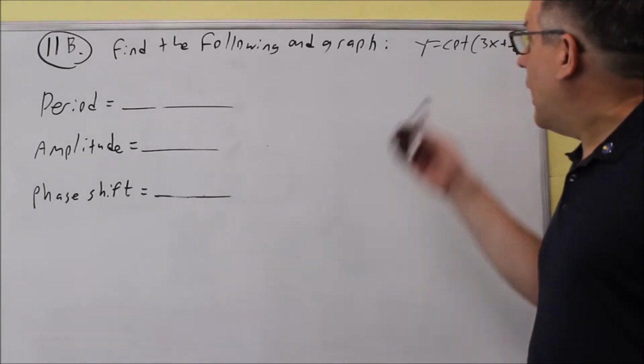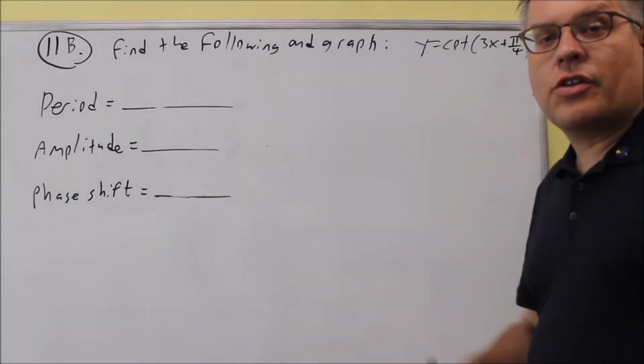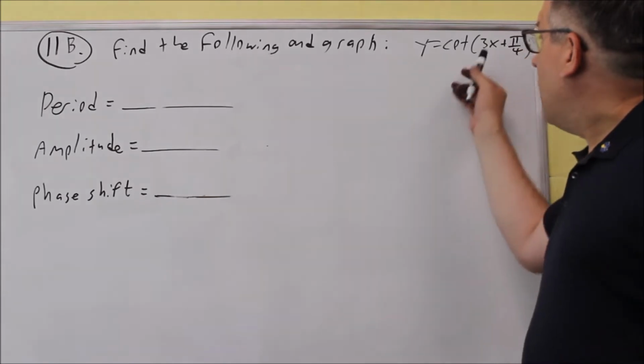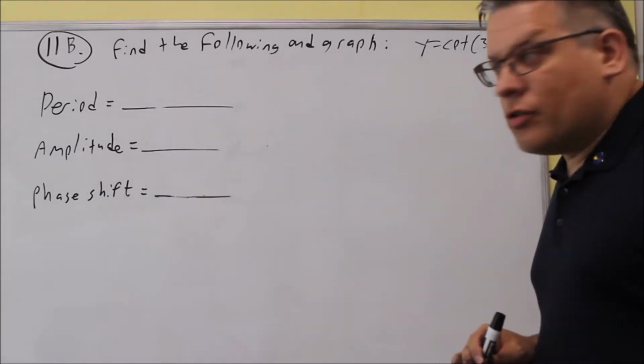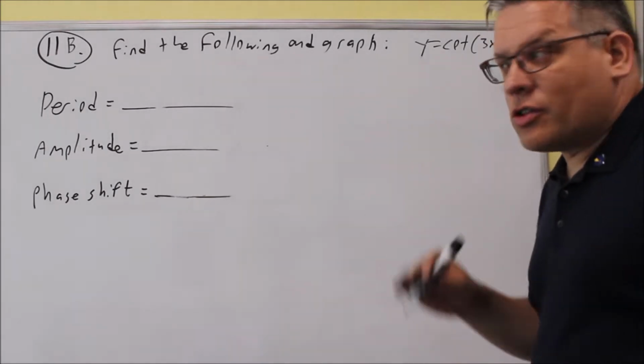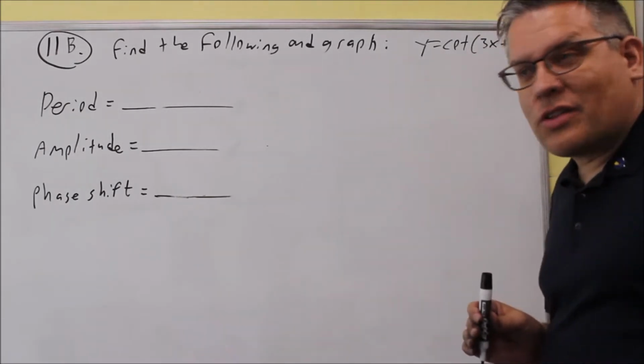For 11b, we have the cotangent. So the test could have either a tangent or a cotangent, and it may or may not have a number in front of the x. So to make sure you know how to do all these different types of graphs, tangent and cotangent, make sure you do enough practice on these.